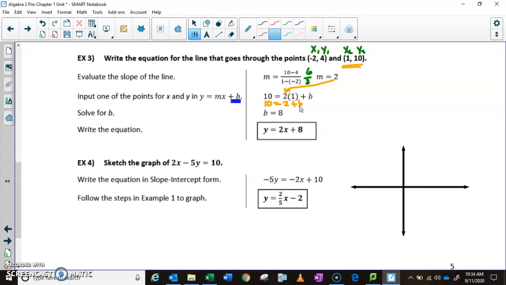We would have gotten the same y-intercept if we had chosen the first point, (negative 2, 4), substituted in, and solved for b in slope-intercept form as well.